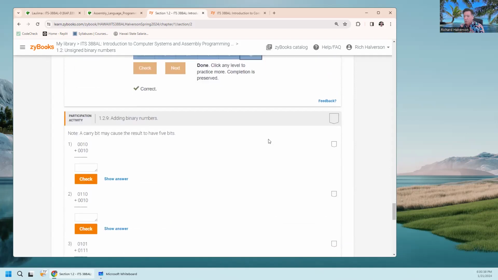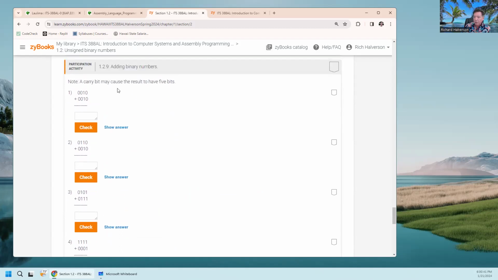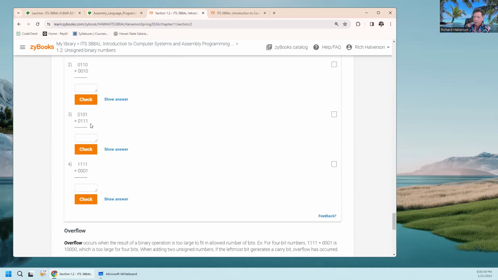All right. Wow. Okay, the carry bit may cause the result to have 5 bits. Yes, so you can just do the same thing that we did up there. Okay, it's 5 plus 7 is 12. So that's 1 1 0 0.